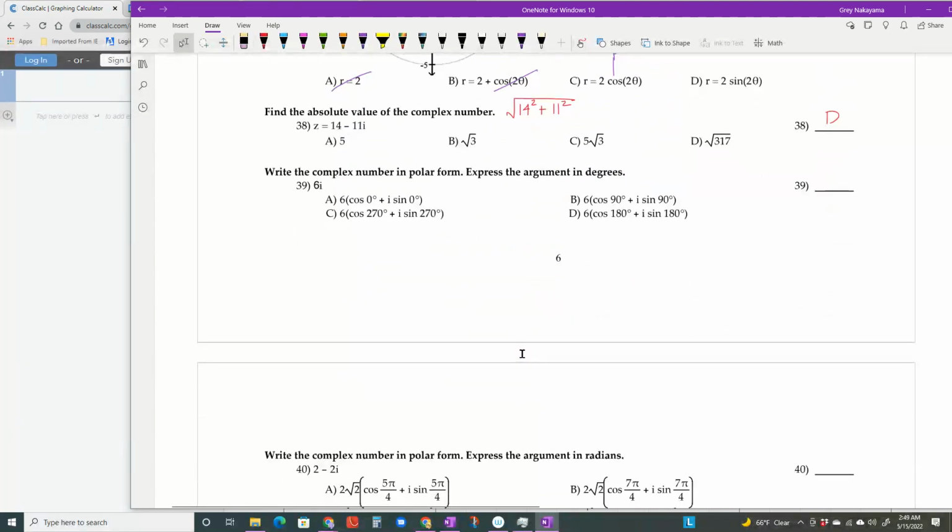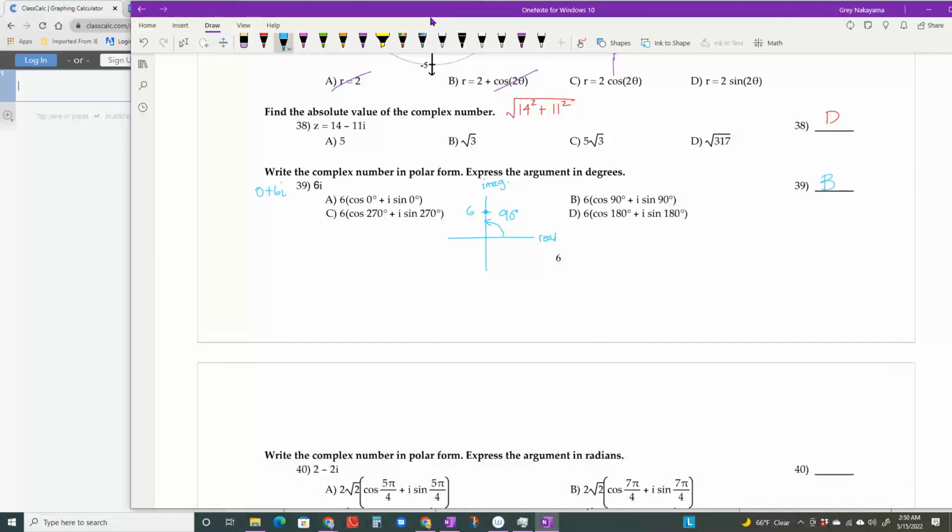All right, 39, 6i. Okay, I find it easiest, y'all, to do these problems by plotting, if you can remember, okay? When we plot a complex number, this is the real axis, and this is the imaginary axis. And you plot it just like a point. This is like 0 plus 6i. So that means I just go up here to 6. That's where it plots. Well, what angle is that, y'all? You know that angle is 90 degrees. And so the only one that's 90 degrees is B.